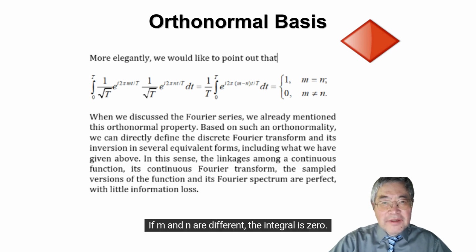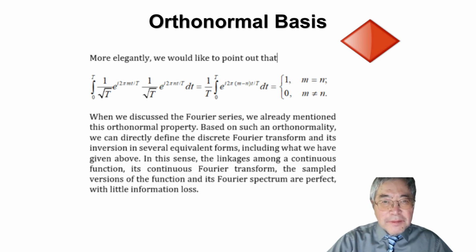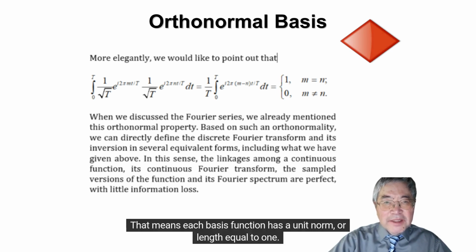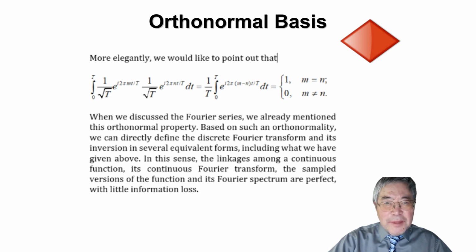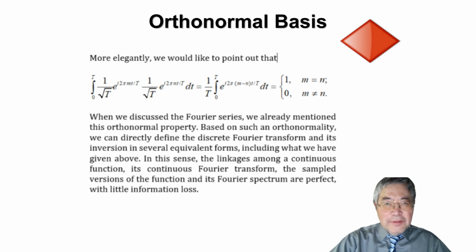If m and n are different, the integral is 0. That means the functions are orthogonal. They share no common component. If m and n are the same, the integral is 1. That means each basis function has a unit norm, or length equal to 1. This is exactly what orthonormal means. The functions are orthogonal to each other and each one has length 1.